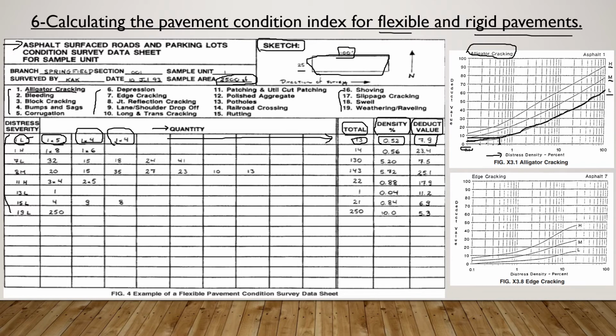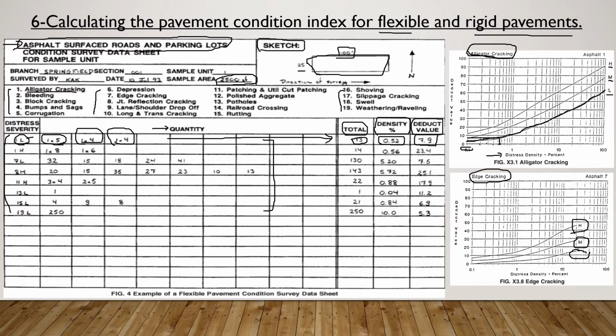And the same methodology is applied for other distresses, where each distress has its own curve. So here we have alligator cracking and we also have edge cracking. We have 19 curves for all those distresses, and each distress is defined by 3 severity levels: high, medium, and low.